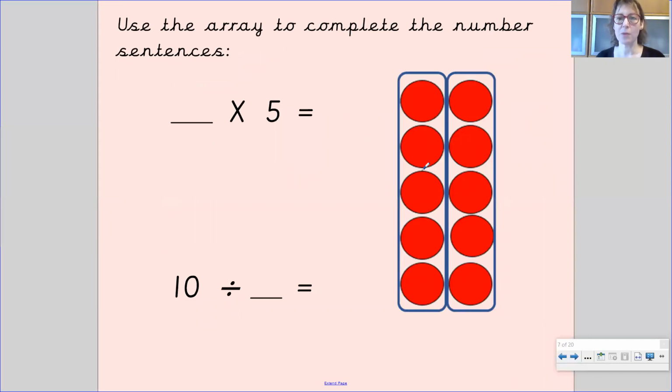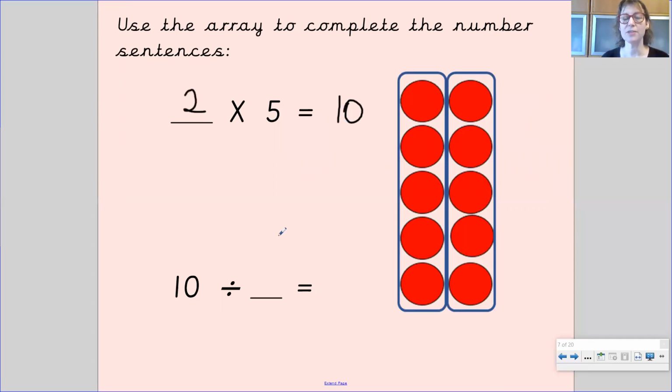We can do the same with arrays. So we don't have to be groups. We can have a look because they're sort of grouped already for us. These are grouped in columns. So we have got 2 columns and each column has got 5 counters. 1, 2, 3, 4, 5. So we have got 5, 10 counters altogether.